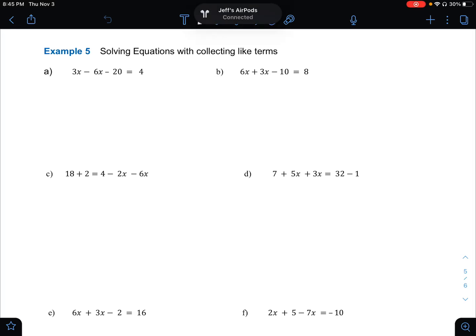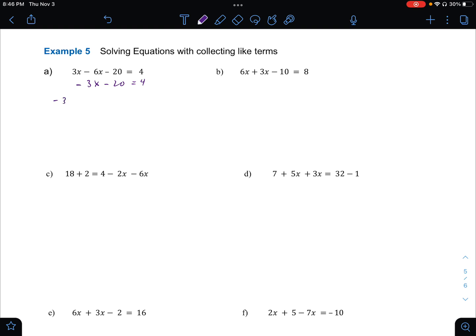In this lesson, I'm going to go over example 5, which was the homework from yesterday. These questions involve collecting like terms first. For the first question, we're going to have to collect 3x and negative 6x. So 3x minus 6x is negative 3x. And then we still have the minus 20, the negative 20. And then we still have the 4 on the right side.